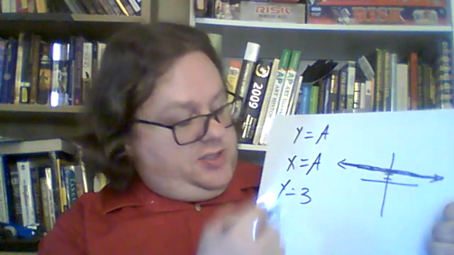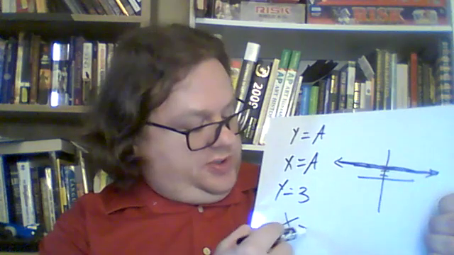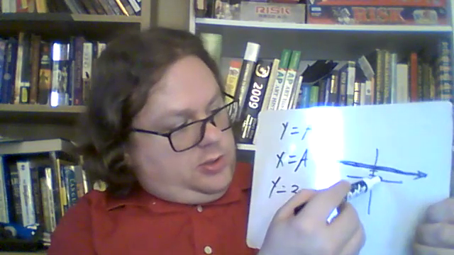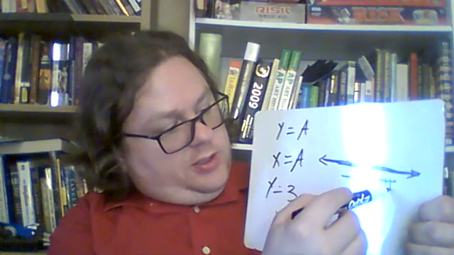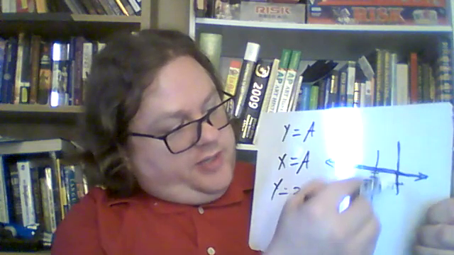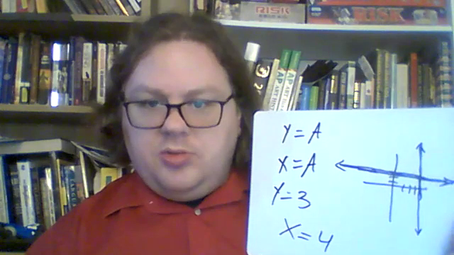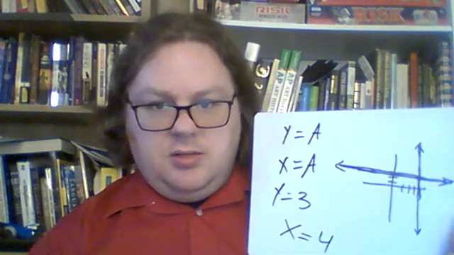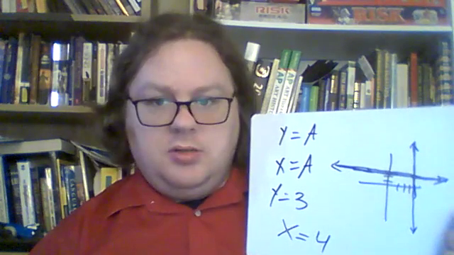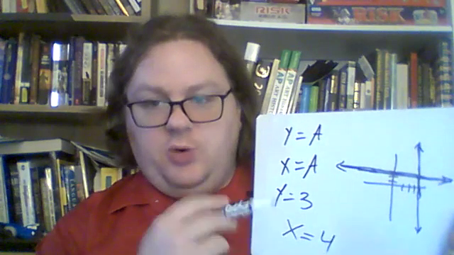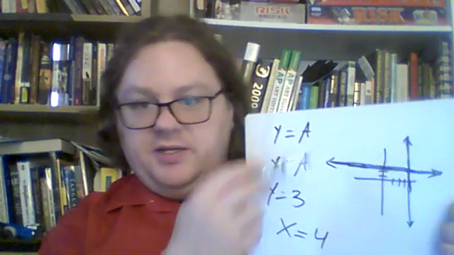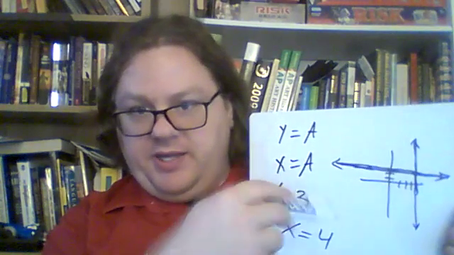Conversely, if you say x equals 4, 1, 2, 3, 4, x line will be straight up and down. Like that. That's a special exception. If y equals a number or x equals a number without the other letter being involved, it's a straight line, either sideways or up and down.